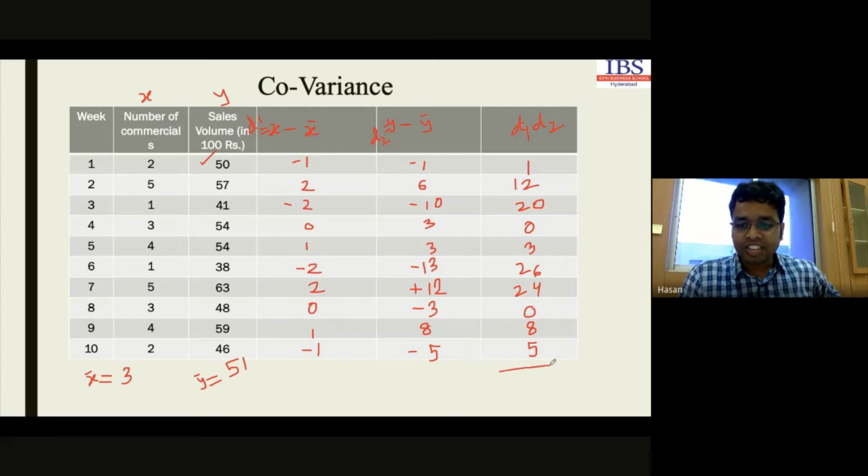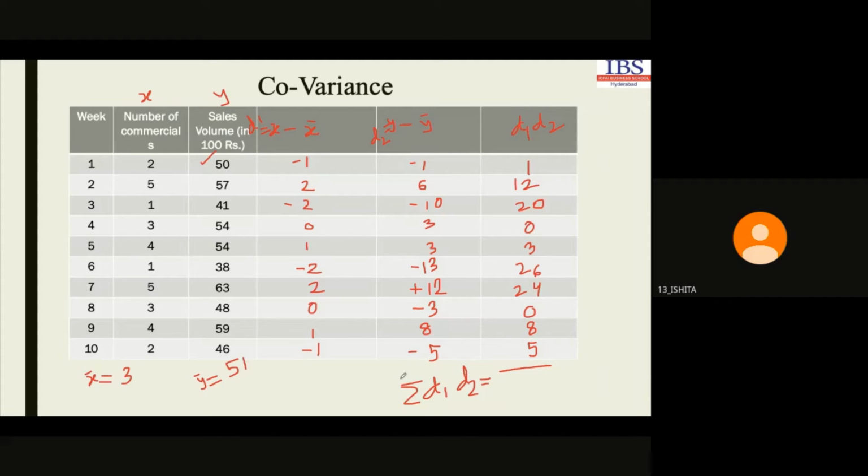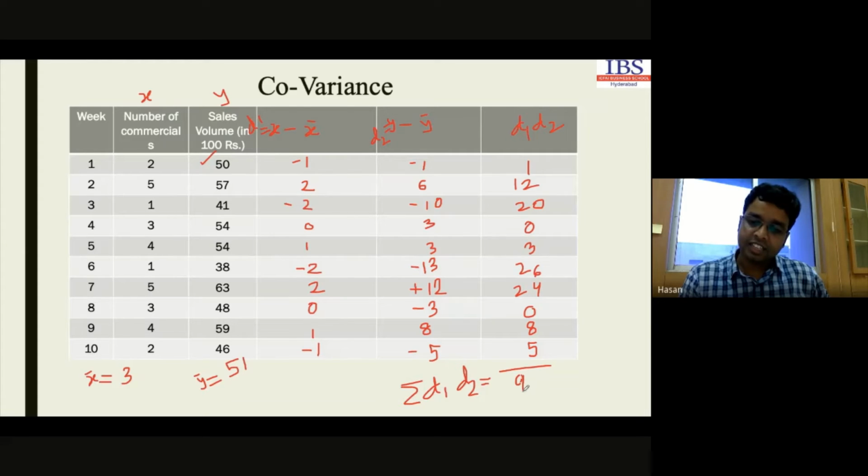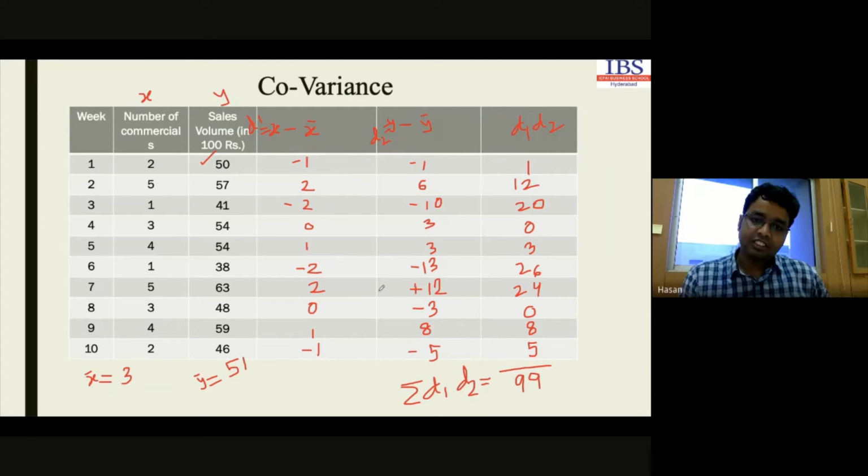We'll have to take the sum of D1, D2. What will be the value? You just solve and tell me what will be the value here. Sum of D1, D2. Please count it and tell me. Sir, 99 I'm getting. 99. Everyone got this value 99? Yes, sir. Excellent. Very good.